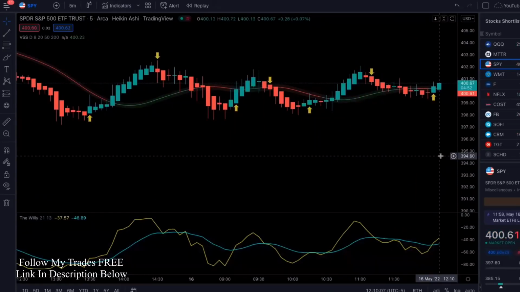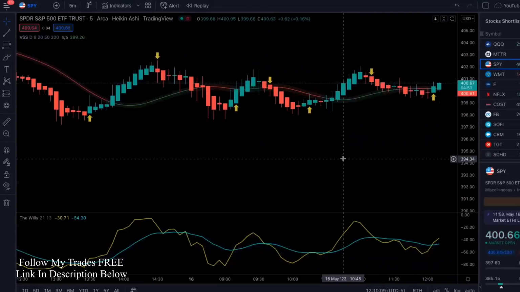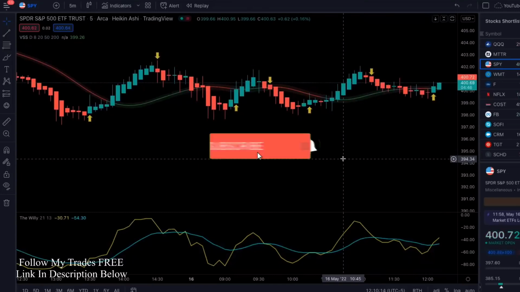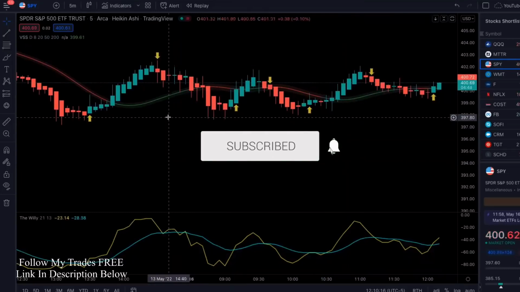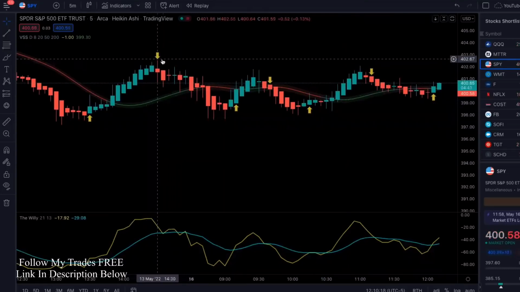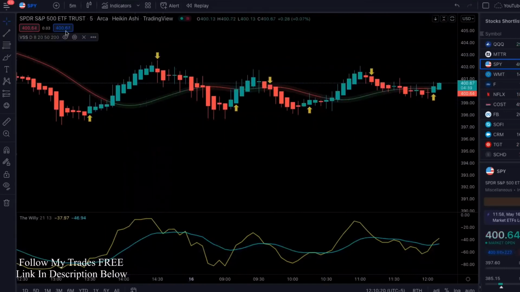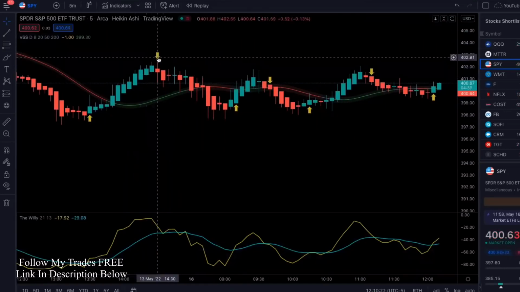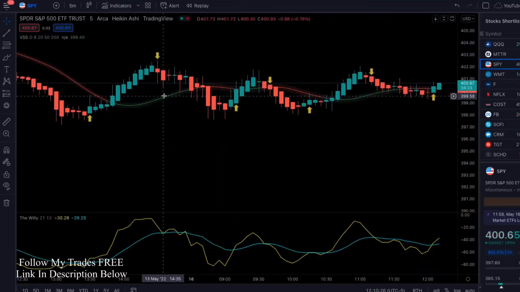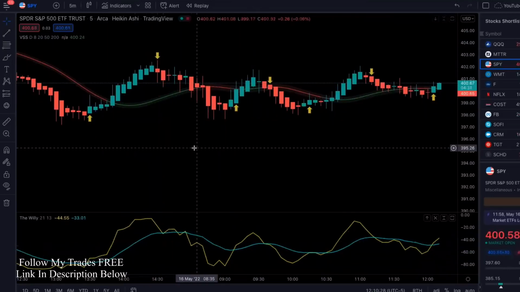So what exactly are we doing strategy-wise on here, or how do you filter out some bad trades? Number one, you're going to look at the VSS right here. This shows you the buy and sell signals, but we're going to filter those according to the Willy right here.